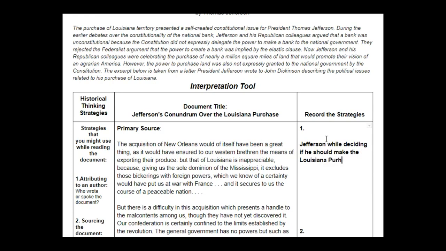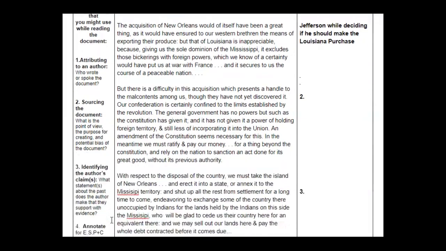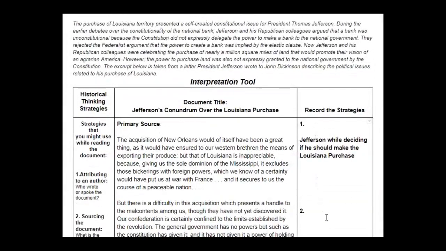Now, notice I did that without reading anything other than the title. Source of document: what is the point of view, purpose for creating, potential bias? What statements about the past does the author make that they support with evidence? Okay, what can I steal from? Let me teach you something that I teach my students all the time.